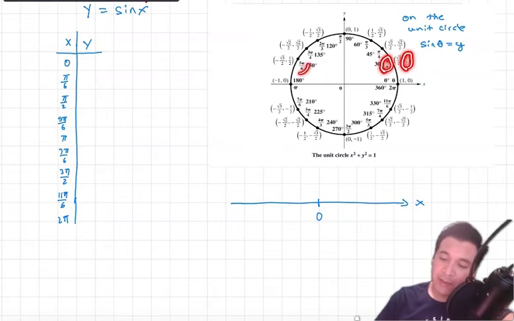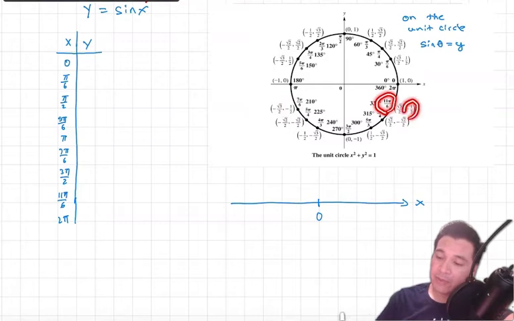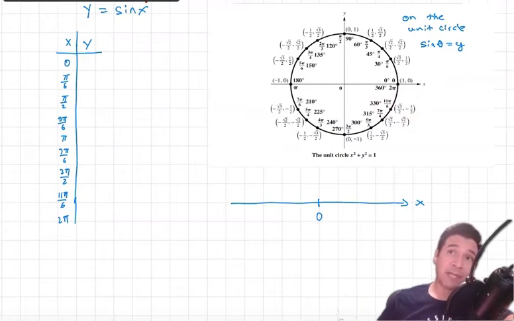And 5 pi over 6 also corresponds to 1/2. 7 pi over 6 also corresponds to 1/2, but this time it's going to be negative. 11 pi over 6, same thing, corresponds to 1/2, but now it's negative. The reason I chose those multiples of pi over 6 is because the value of sine is an easy number to work with. It's 1/2. Versus pi over 3, which is going to be root 3 over 2.